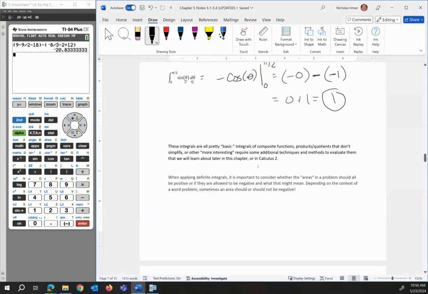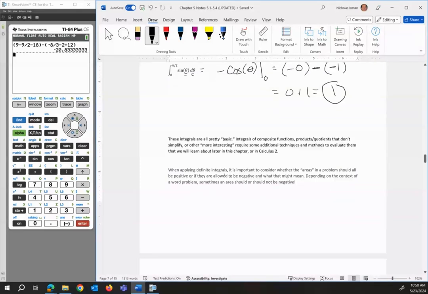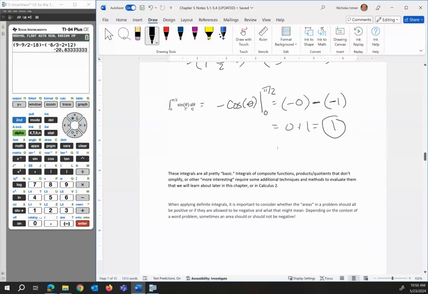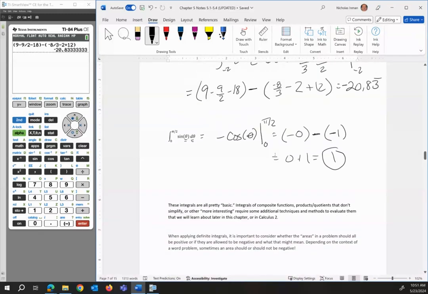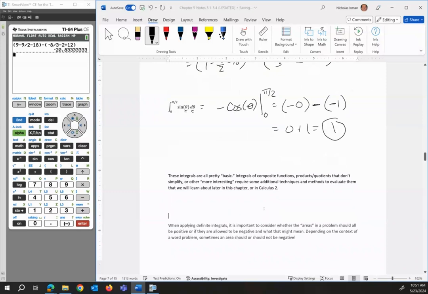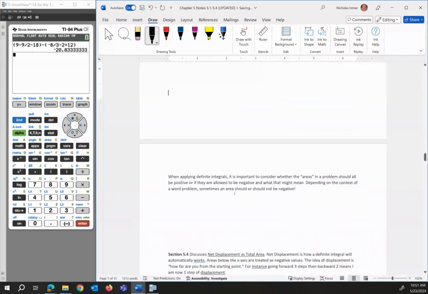Also, it's important to consider whether the areas in the problem should be positive or if they're allowed to be negative. Sometimes, depending on the context of the problem, you might need to change your answer from a negative to a positive. Usually, it would be discussed, and we know a little bit more about that. Actually, that is the next thing that we're going to talk about.